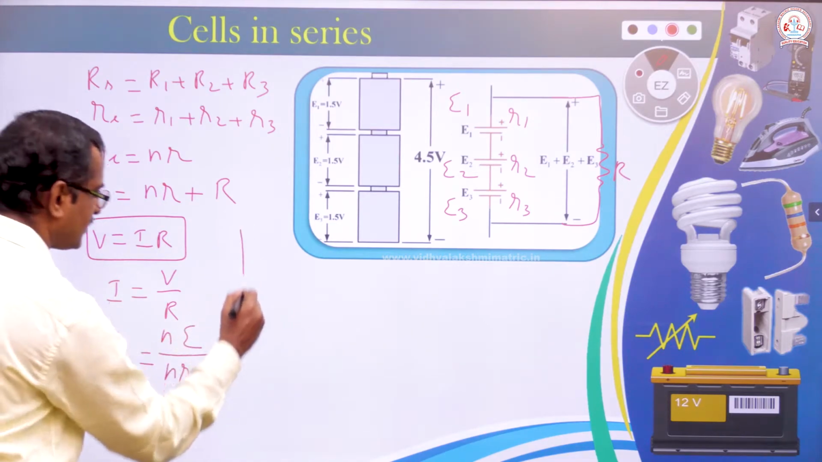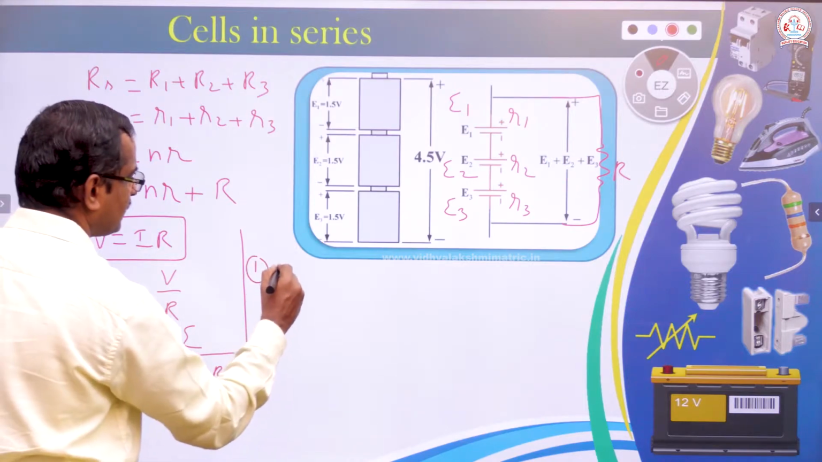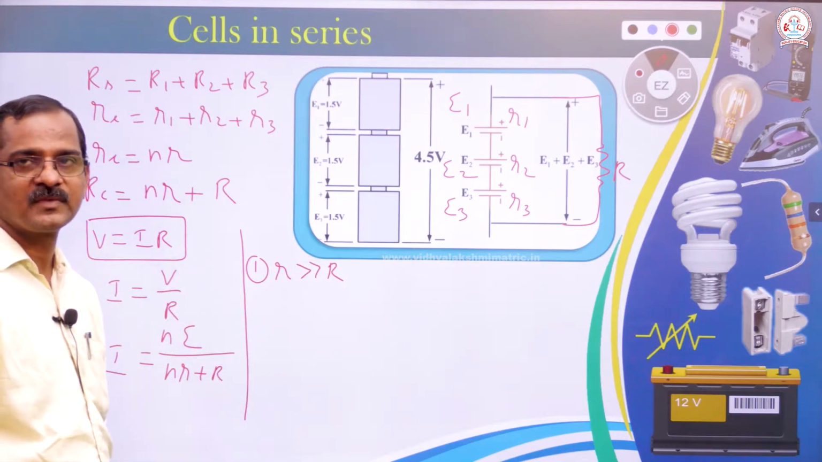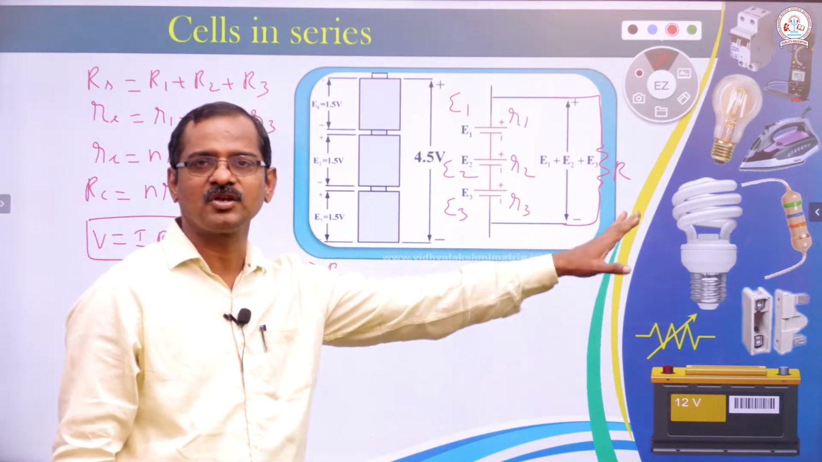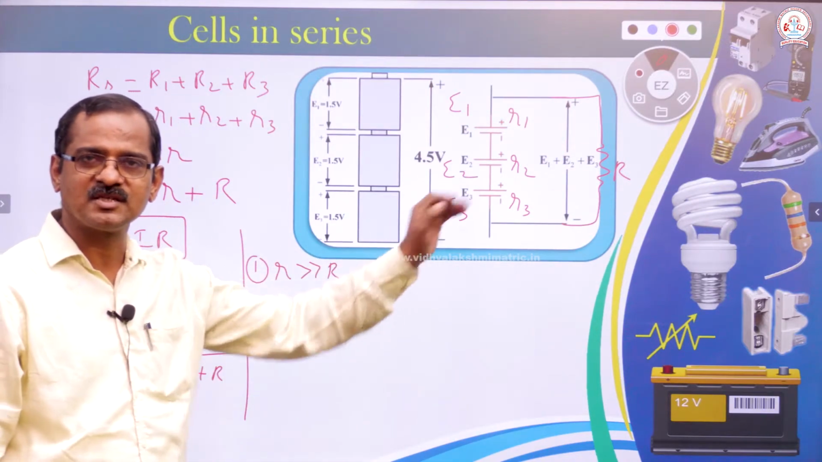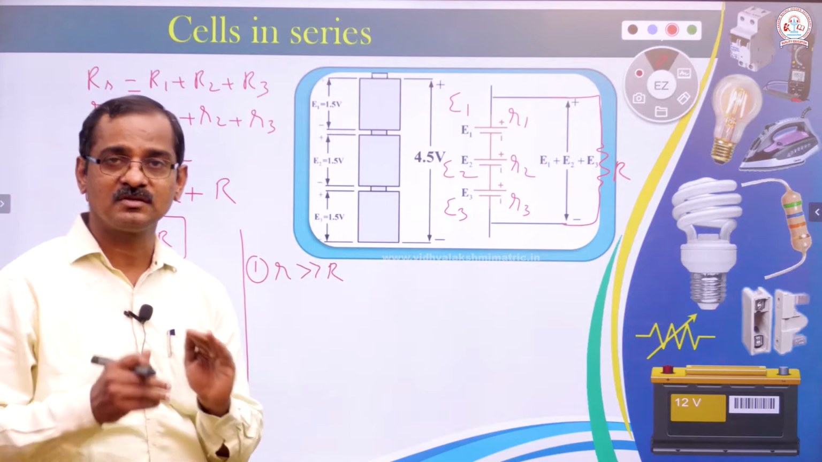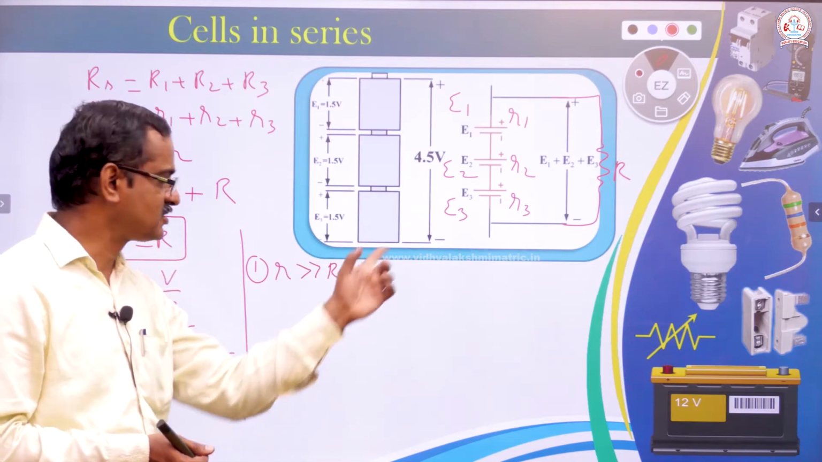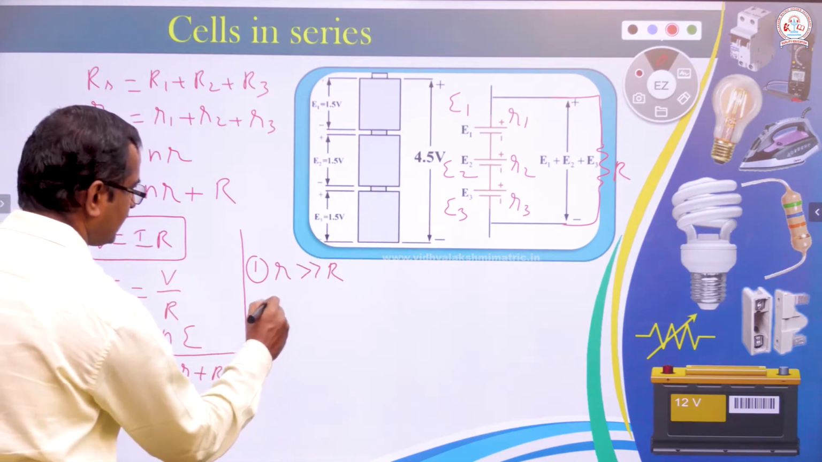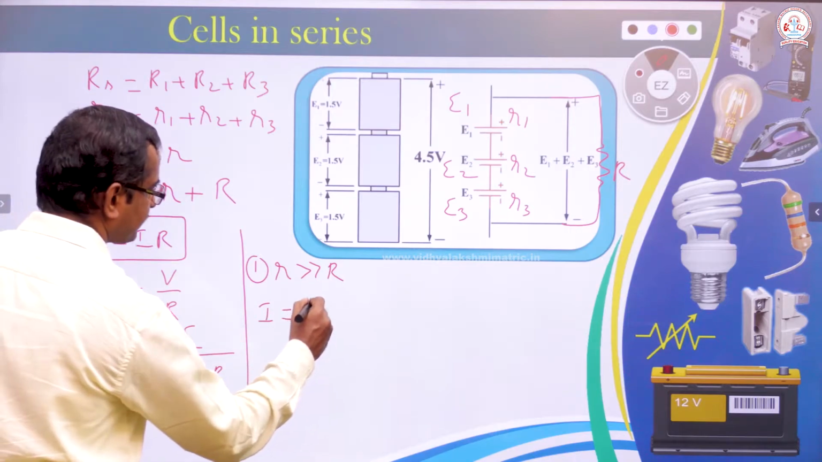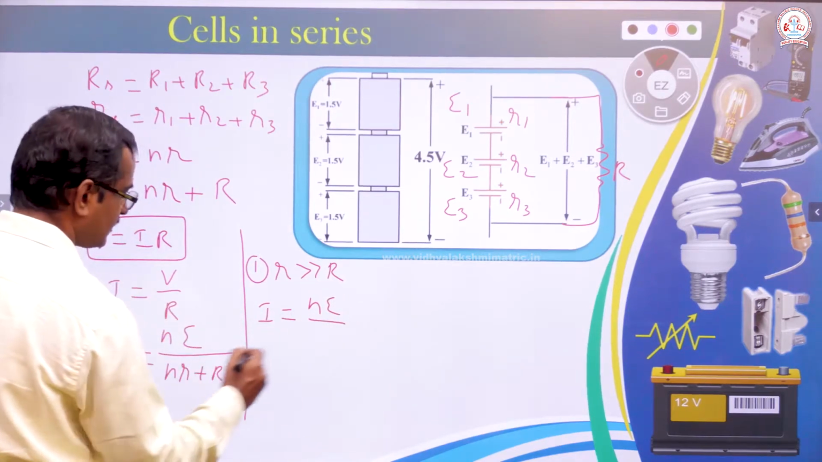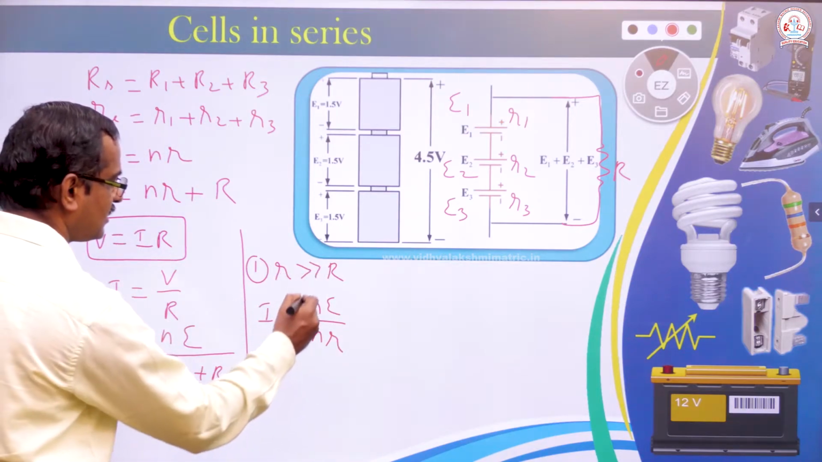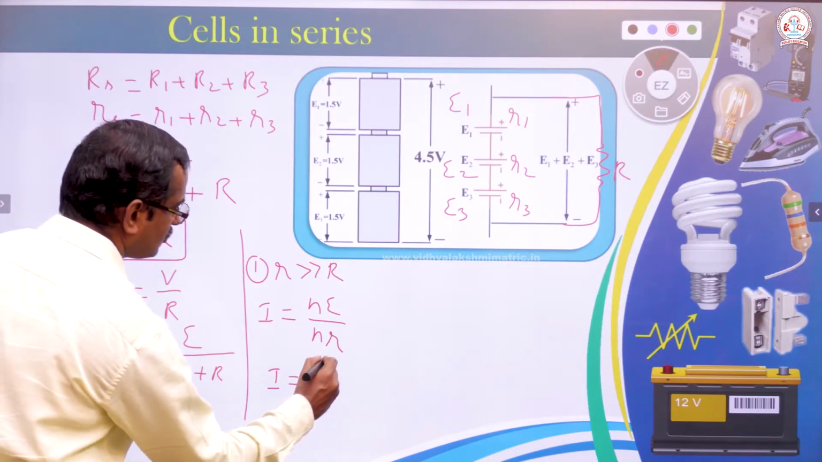So there are 2 cases we can discuss. Case 1: if the internal resistance is very high when compared with the external resistance of the circuit, then R, the external resistance, can be omitted, as it is very small. So this equation becomes current I is equal to n epsilon by n into R, because R we omit, because that is very less. Then n gets cancelled, and we get current I is equal to epsilon by R.